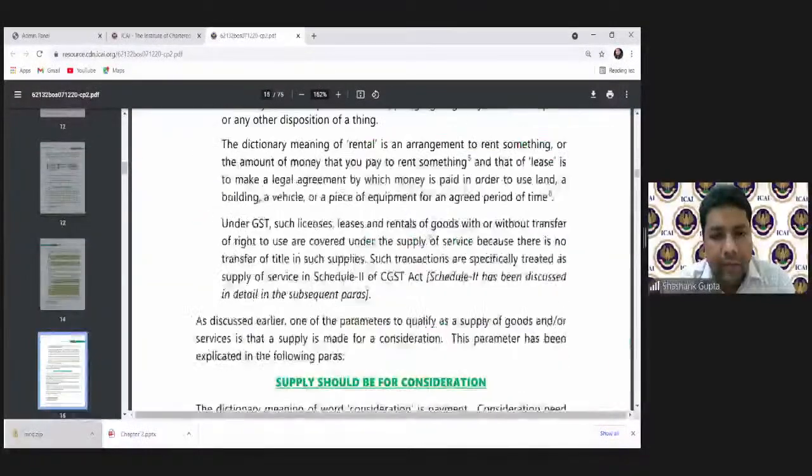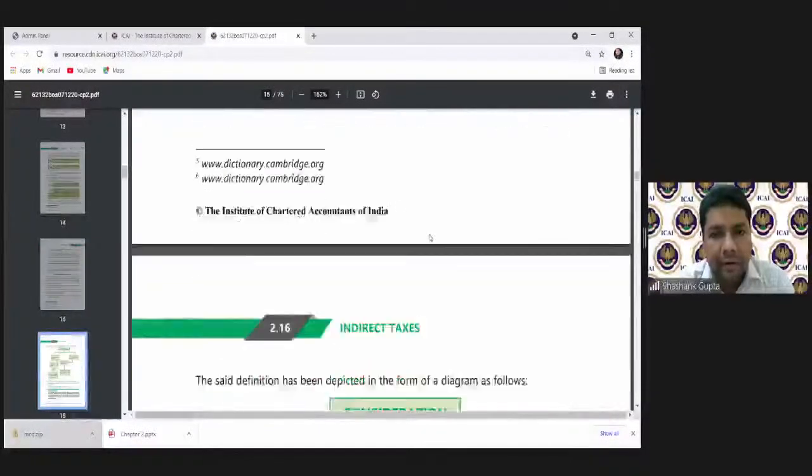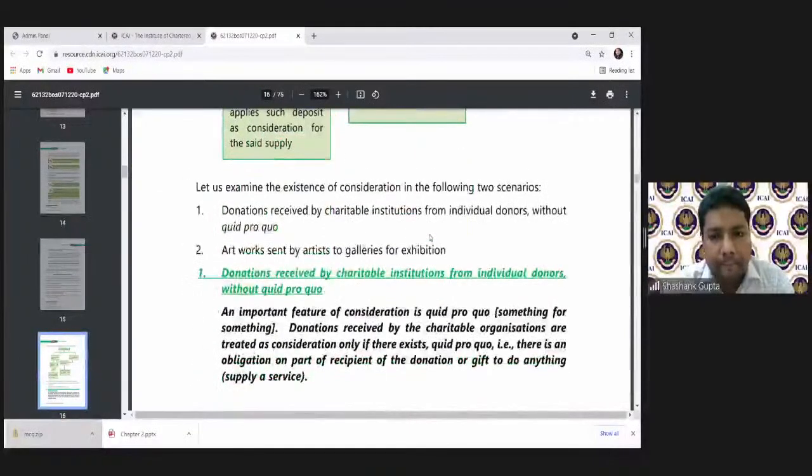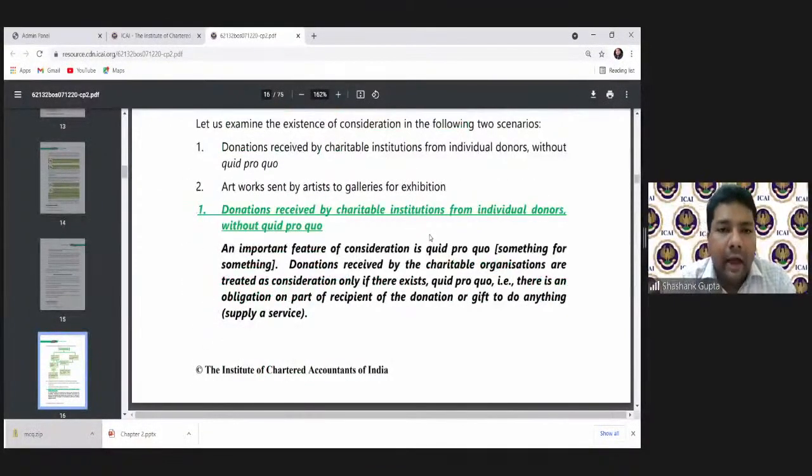Forms of supply we've already discussed. Concentration we've already discussed. Now, before we go to del credere agent, let us also take up certain examples.